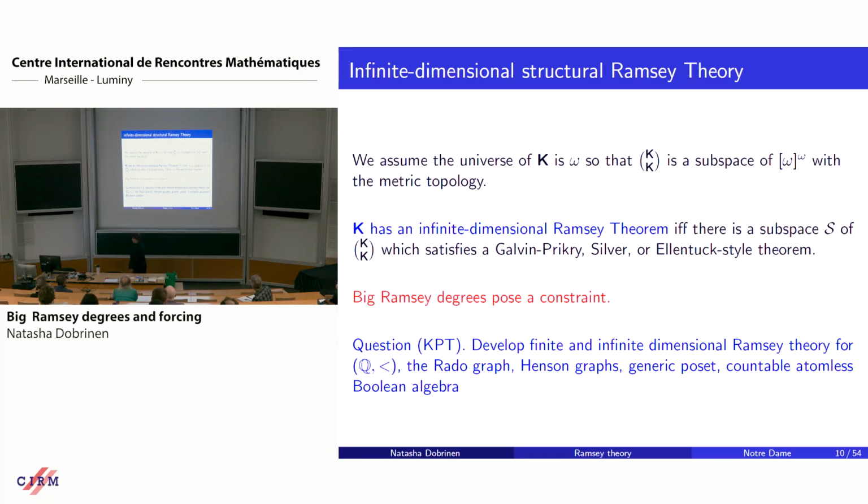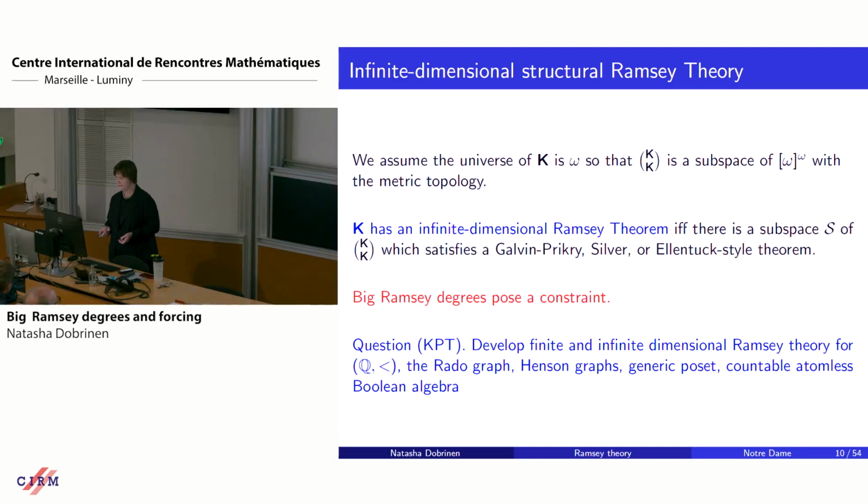All right, so in the realm of structures, we have that the universe of K is going to be omega, right? Because we have a countable structure, so we can just assume that its universe is omega. That well ordering induces the copies of K inside of K as a subspace of the Baire space. And within that subspace, we're going to look for infinite dimensional Ramsey theory.